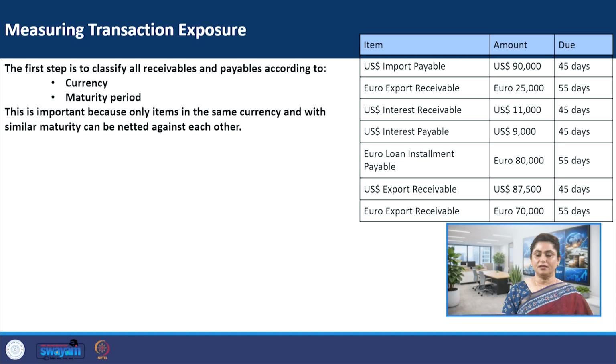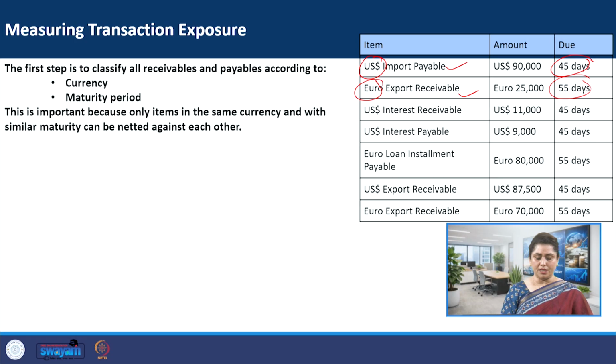Now here, this first step is that we have to classify all receivables and payables according to the currency and the maturity period. This is important because only items in the same currency and with similar maturity can be netted or offset against each other. Here we have been given two currencies, USD and Euro. We have been given payables and receivables of both. We have also been given two maturity dates, which are 45 days and 55 days.